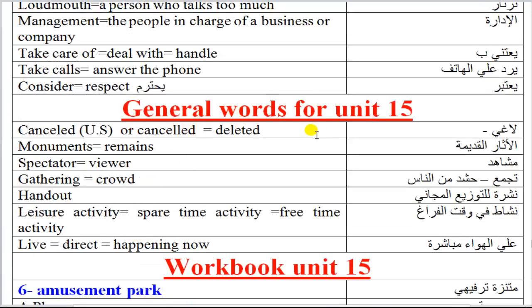General words for Unit 15. Cancelled, deleted. Double L, this is British. The verb, British, 1L, American. Monuments, remains. Spectator, British. American, spectator. Spectator, viewer. T soft D, between two vowels. Gathering. Crowd. Handout. Leisure activity. Spare time activity. Free time activity. Live. Direct. Happening now.